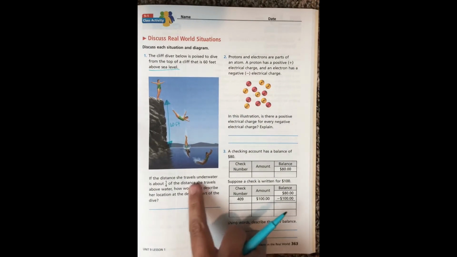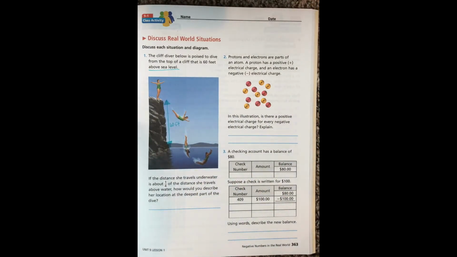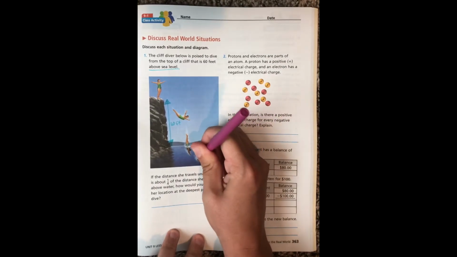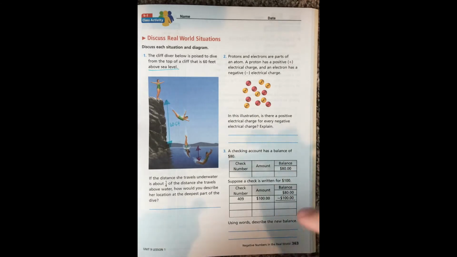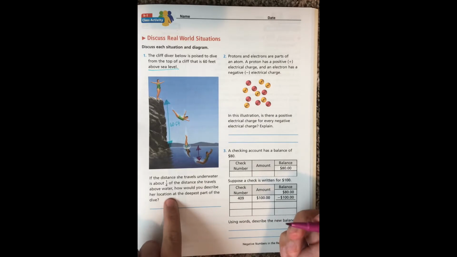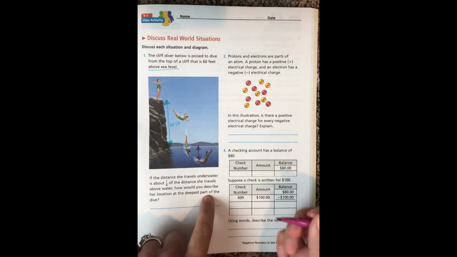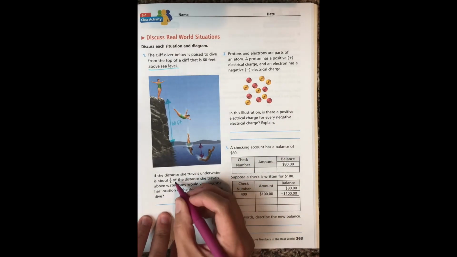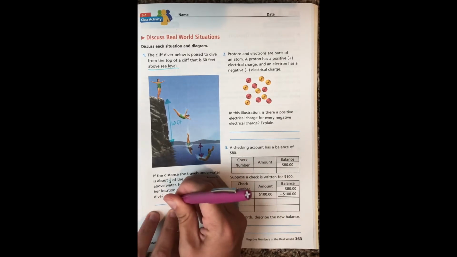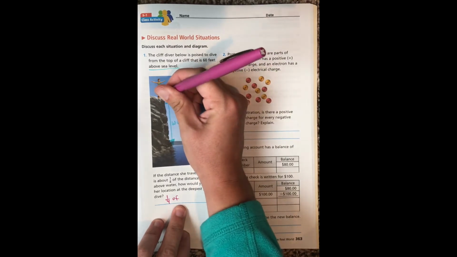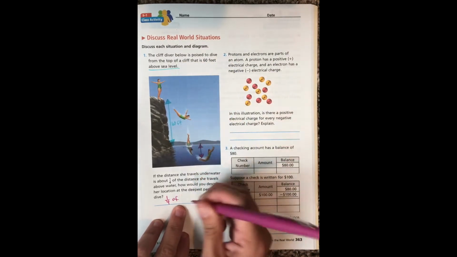Now, if the distance she travels underwater, so this part, right, once she dives under, is 1/4 the distance that she travels above water, then how would you describe her location at the deepest part of the dive? So like how far is she right here? Well, I do know that it's 1/4 of the distance that she travels above. And the distance she travels above, if she goes woo and then dives down, it's 60.